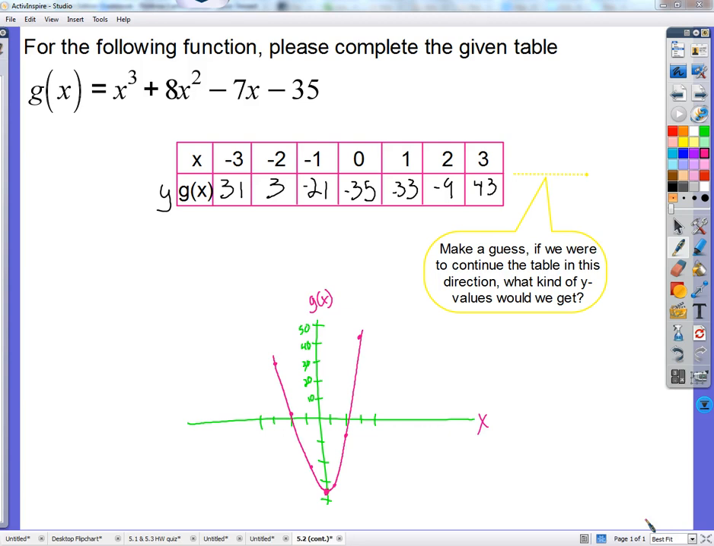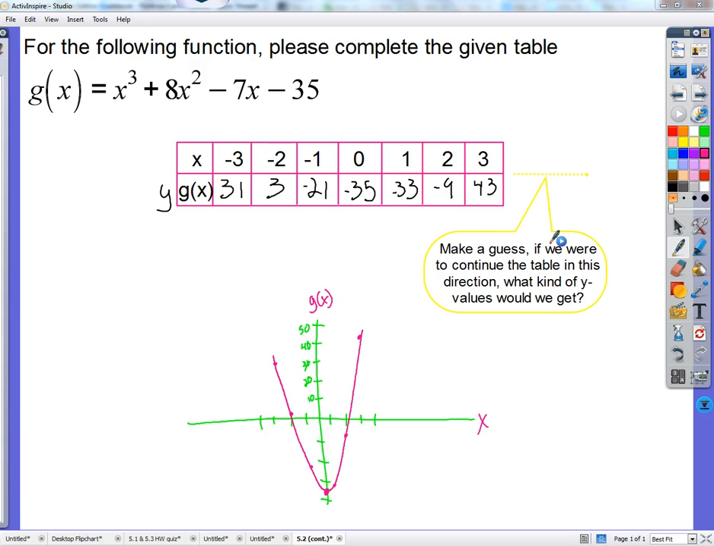But would the values continue to get larger and larger in the positive direction? Or might we see them start to come back down? They were positive here, came back into the negatives and went positive. If we go this way, is it going to come back into the negative, or just keep on going and being more positive? If so, why do you think that?